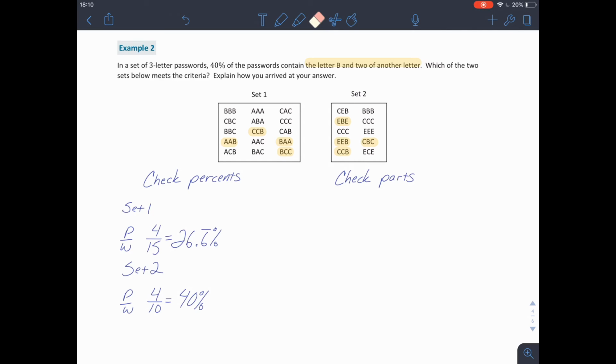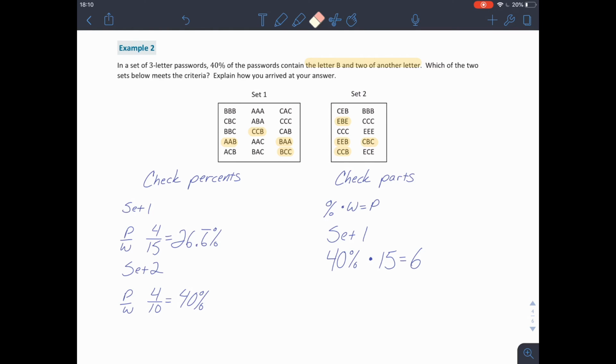If instead you use the 40% to check the part, all that we need to do is, when we have a percent and a whole, we can find our part by multiplying the percent and whole. So we take the 40% and multiply it by the total number of passwords in each set. So in set 1, that is still the same 15 that we had as our whole with the other strategy. And 40% times 15 is 6.